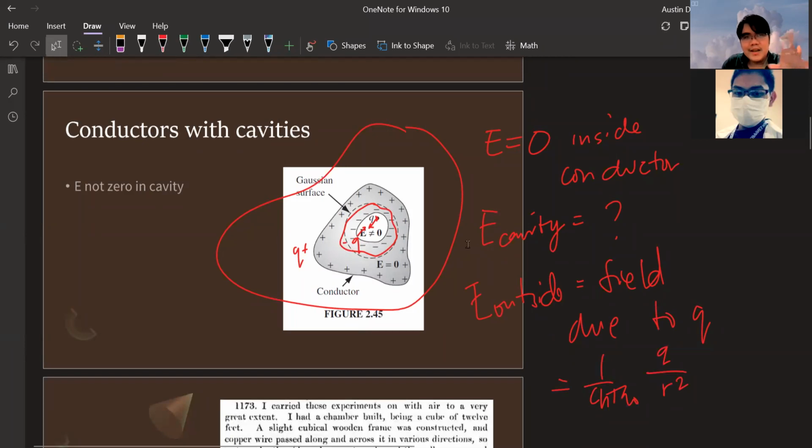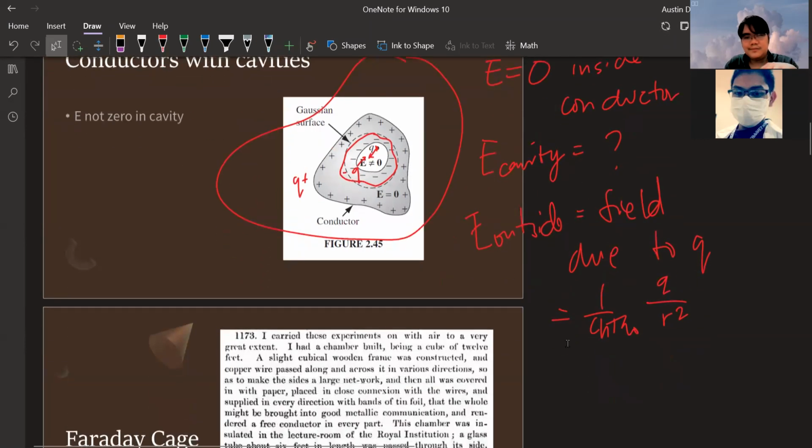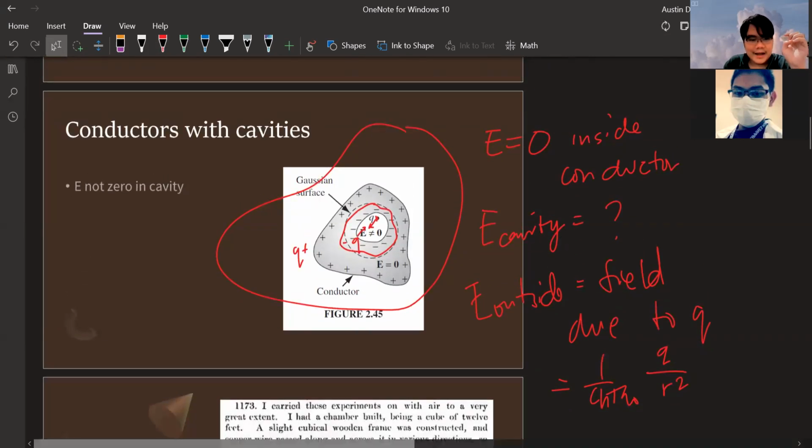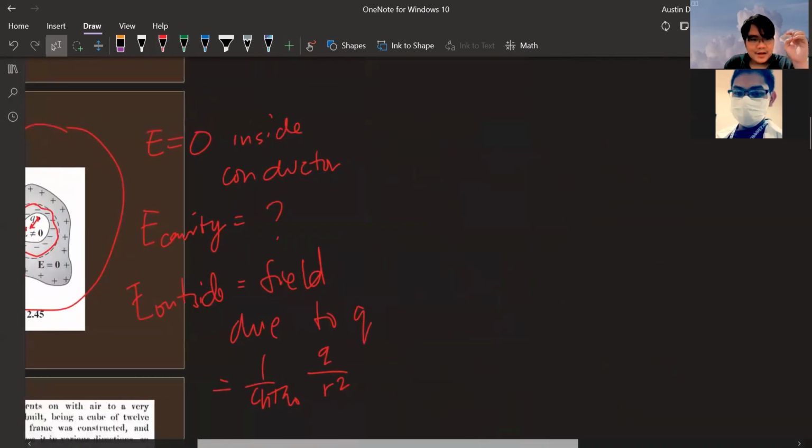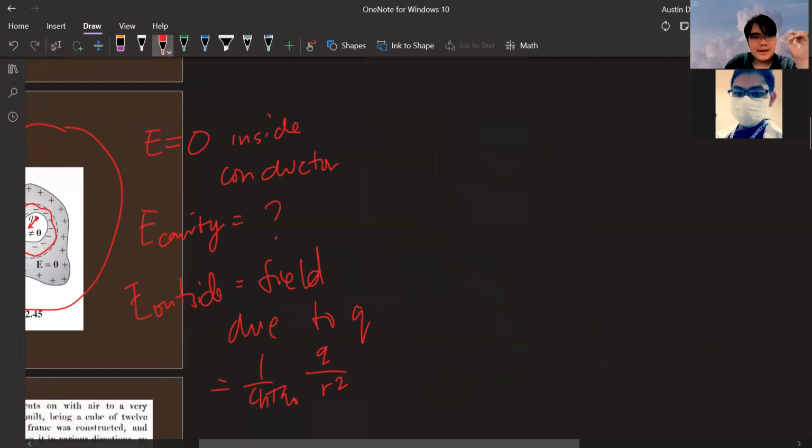So, in simple terms, pag naglagay ka ng charge Q sa loob ng cavity ng isang conductor, yung conductor mo will somehow imitate that charge. Wow. Diba? Okay. Amazing, no?